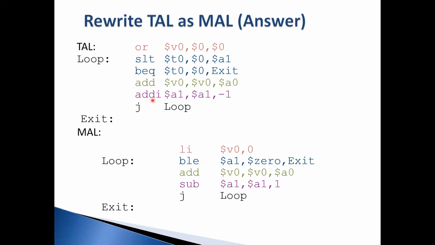And then again, since we cannot do subi, but we can use a pseudo instruction again to create an instruction that will subtract 1 from A1. So again, MAL language is more flexible, but it depends on whether your assembler or your MIPS simulator can understand your instruction. So be aware of it when you try to code. Make sure that you pick the right operators that your assembly programming language or the assembler can understand.